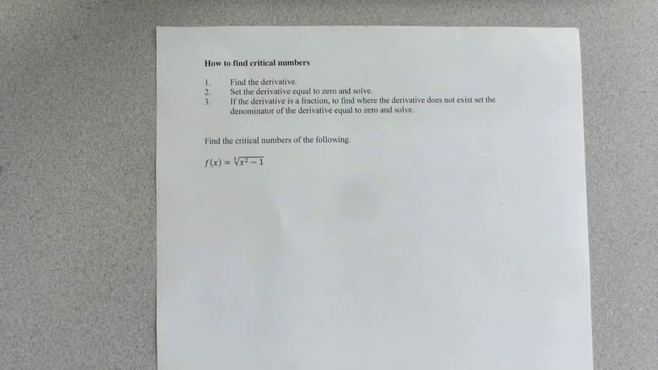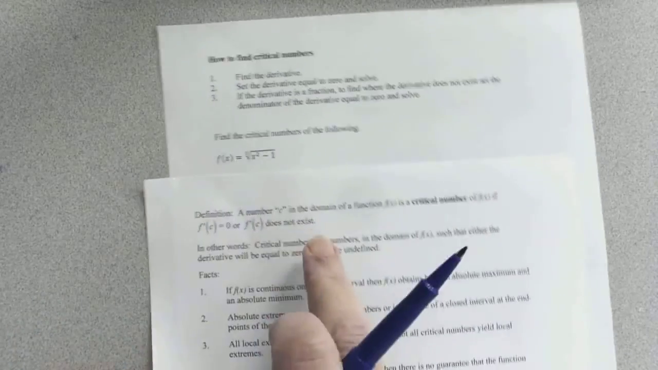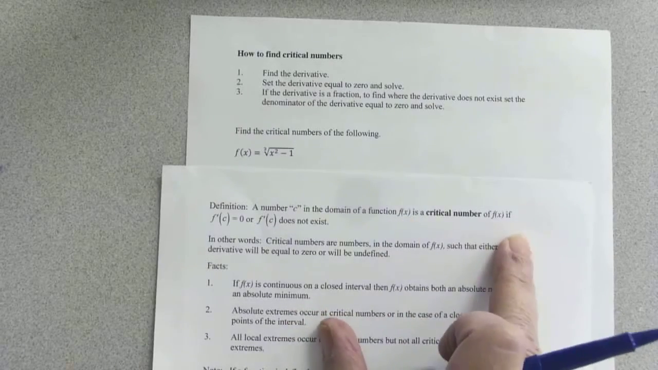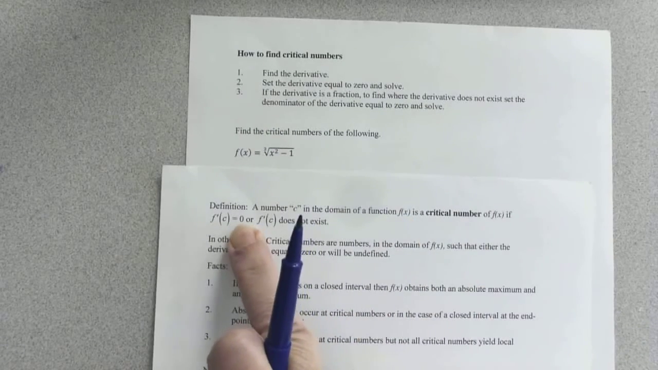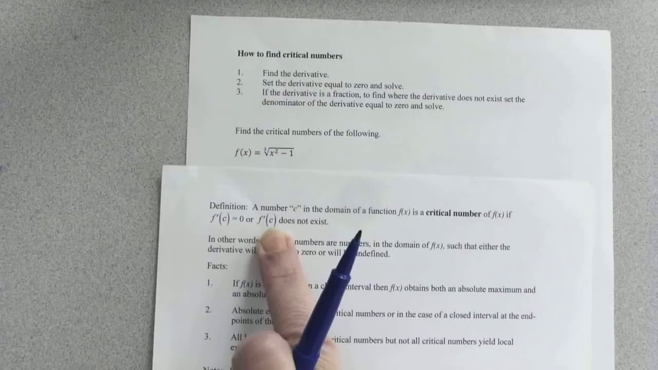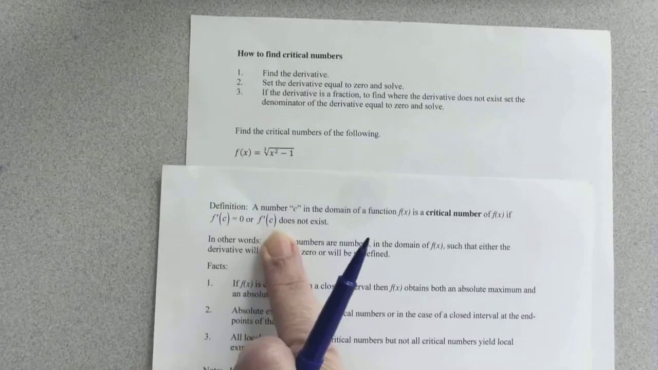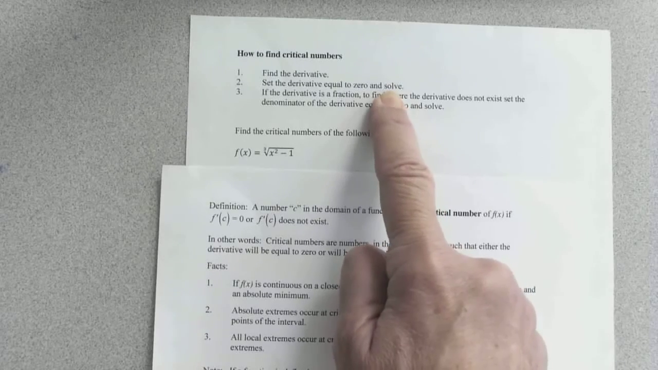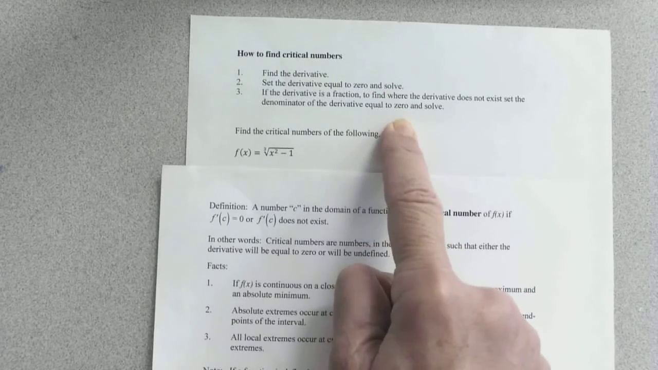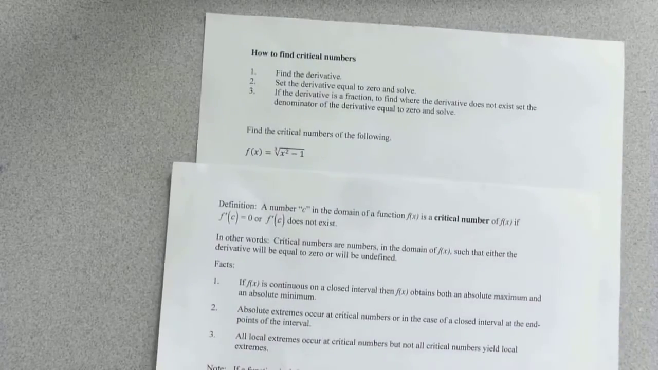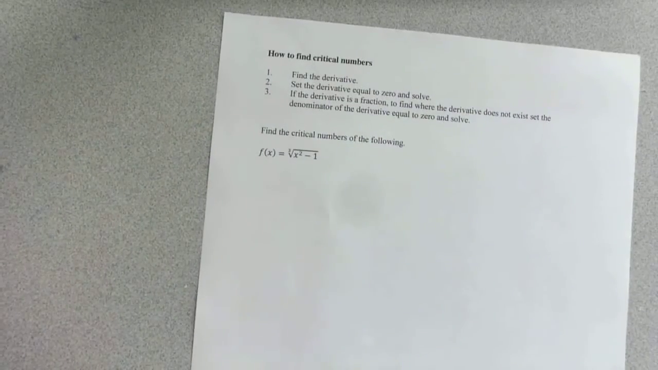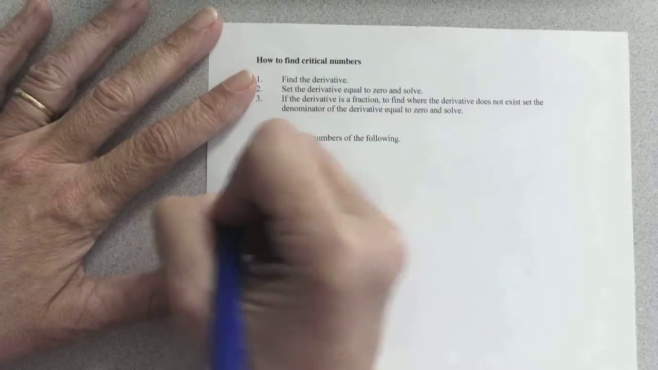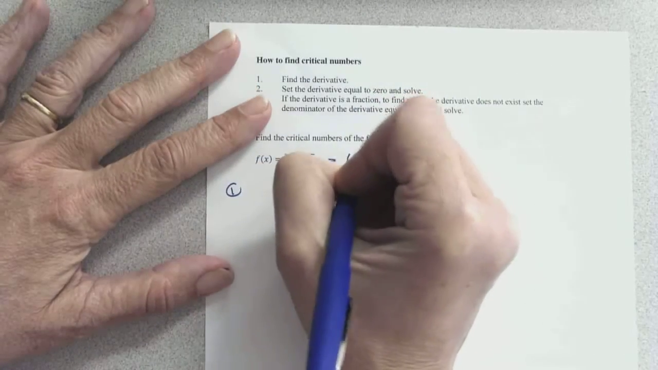Because there are two types of critical numbers. A number c in the domain of f of x is a critical number of f of x if f prime of c equals 0 or f prime of c does not exist. Step 2 gives us the first type, where the derivative is 0. Step 3 gives us the second type, where the derivative doesn't exist. So let's find critical numbers. So step 1, find that derivative.